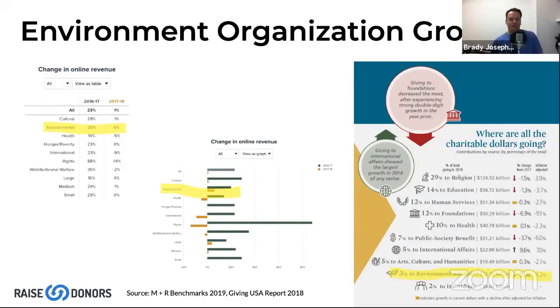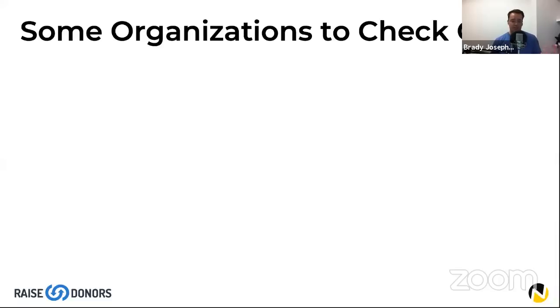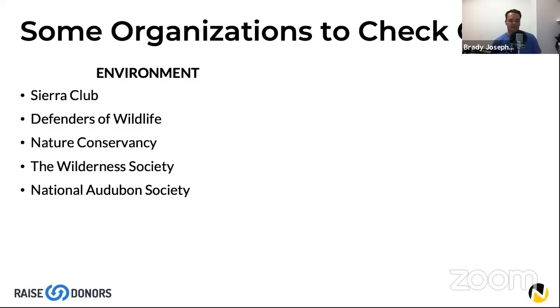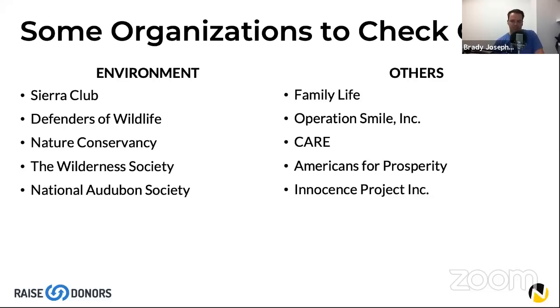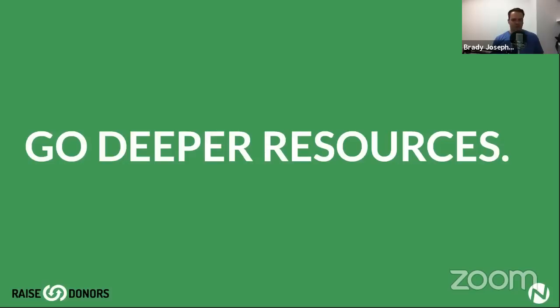So some organizations in the study that you can actually look at, you can make donations if you want, that scored highly: Sierra Club, Defenders of Wildlife, Nature Conservancy, Wilderness Society, National Audubon. Those are some you can look at. And then some other non-environmental organizations that scored well and I think are good examples to look at or learn from: Family Life, Operation Smile, CARE, Americans for Prosperity, and the Innocence Project. That's not an exhaustive list, but those are some of the ones that you can maybe look at. So that's kind of the quick overview.